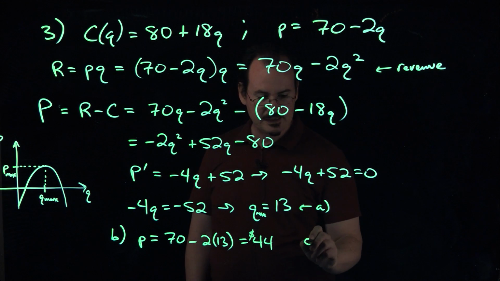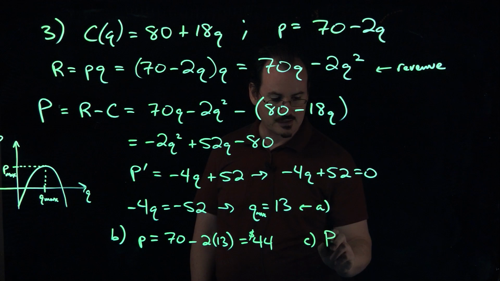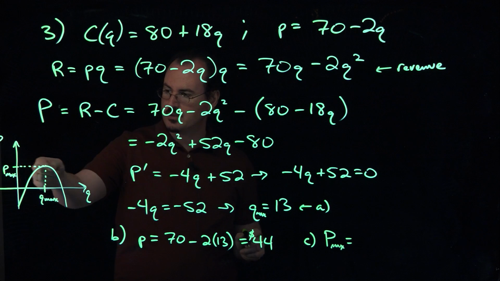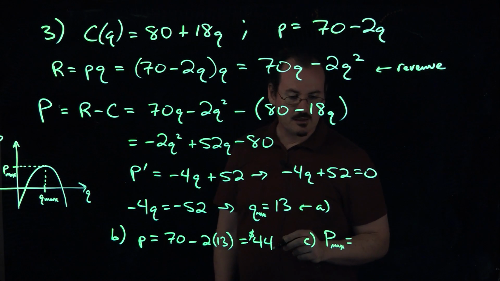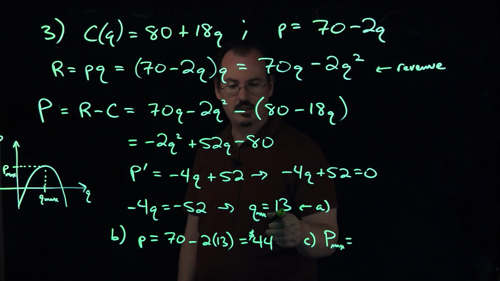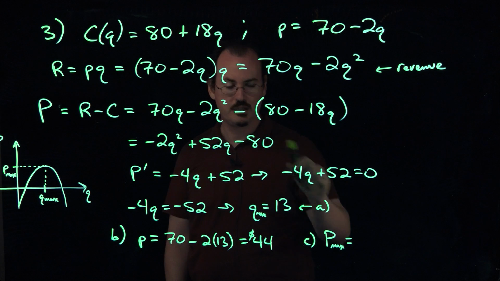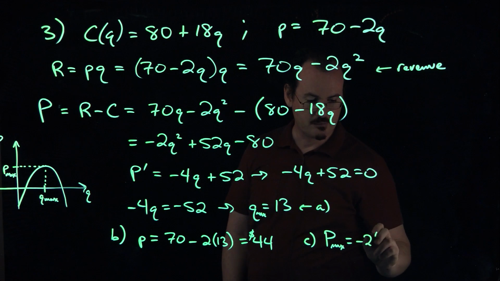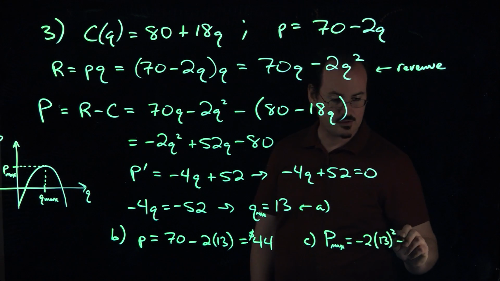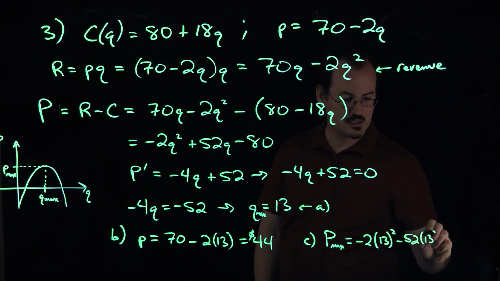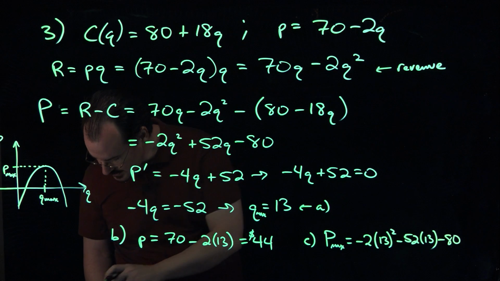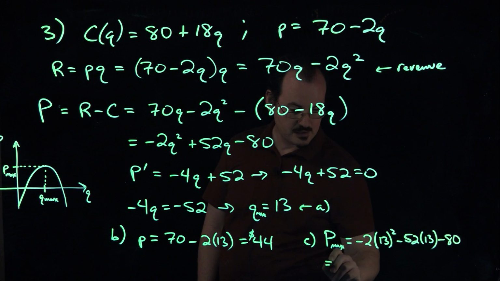And then finally, part C is asking us to find the maximum profit. So that's the big P, call that big P max. That would be the P value that corresponds right there. And that we get by plugging the Q value that we got, the 13, into the profit function right here. So that's minus 2 times 13 squared plus 52 times 13, and then minus 80. And when you do all that, I did that in my calculator here, you should get $258.